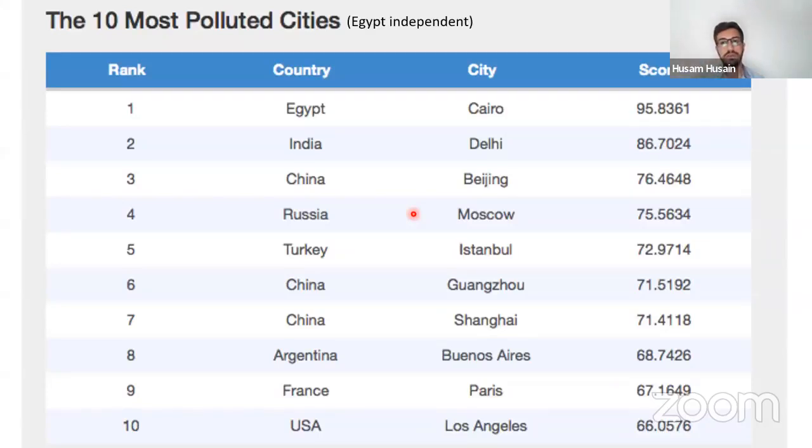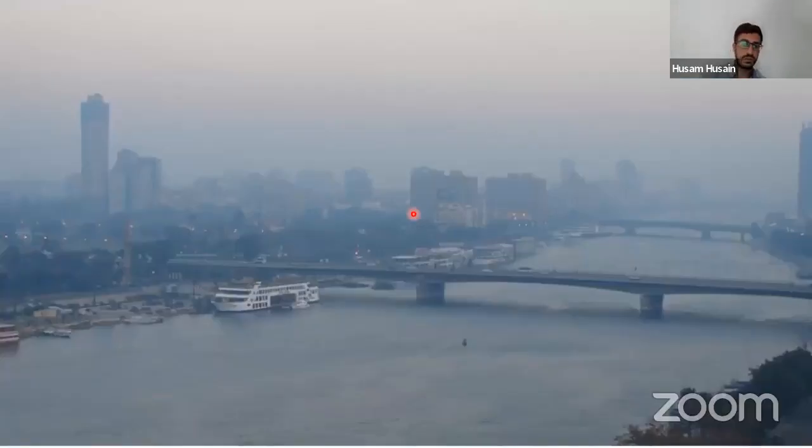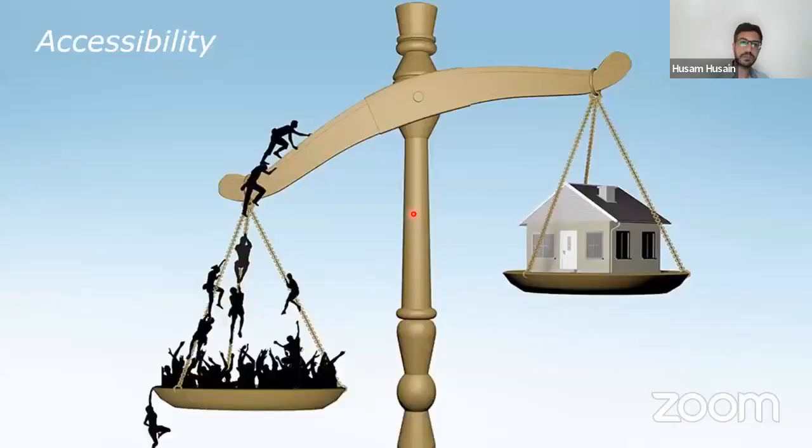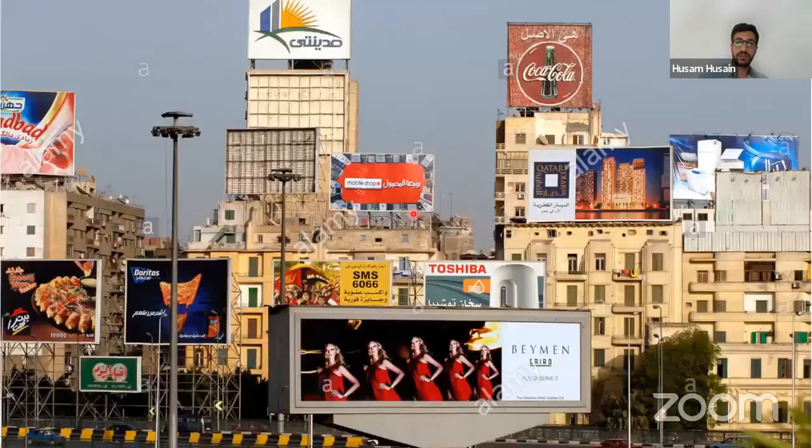And this has a larger effect overall on Egypt. If we look at the 10 most polluted cities in the world, we can see that Egypt is ranked number one with a score of 95, so it's the most polluted city in the world. And we can see this if you go, for example, in the morning in spring, going from Giza to Cairo, crossing one of the bridges. At sunrise, around 5:36, you can see this black cloud in the sky. So the accessibility to housing is a real problem, and as a result, this might also affect the accessibility to water, to energy and so on.